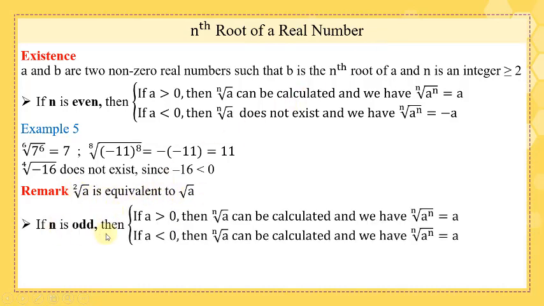If n is odd, then if a is positive or if a is negative, in both cases, nth root of a can be calculated. And we have nth root of a to the power n is equal to a in both cases. Example, cubic root of 2 to the power 3 is equal to 2, where 2 is positive. And fifth root of minus 32 is equal to fifth root of minus 2 to the power 5, which is equal to minus 2, where minus 2 is negative.